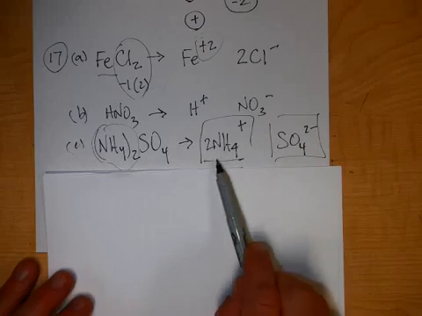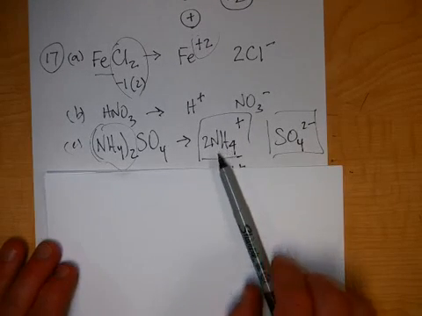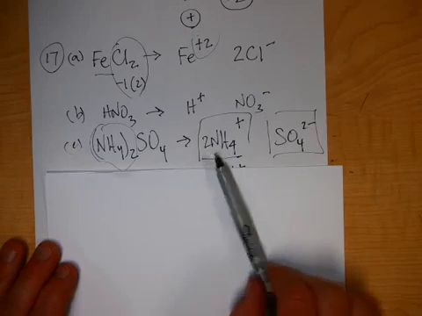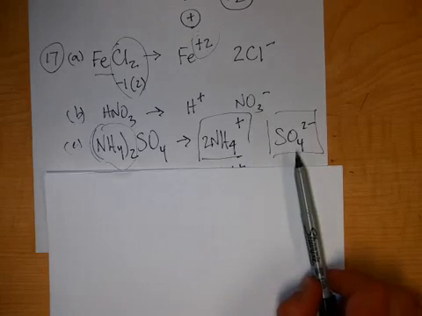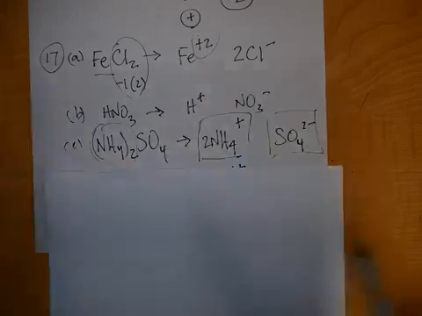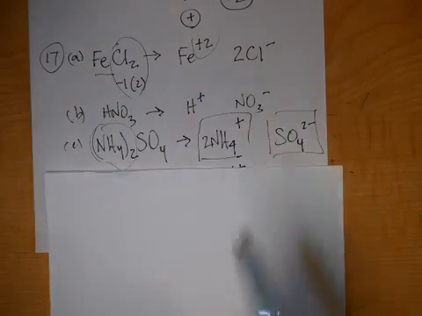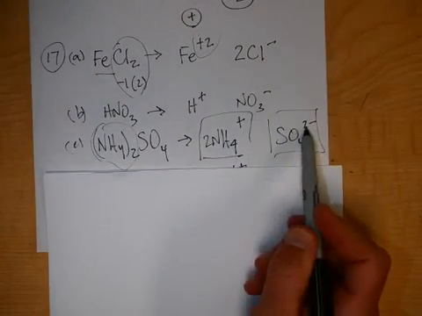(NH4)2SO4, the cation ammonium will dissociate and give you 2 of the NH4s and 1 of the SO4 minuses. I know that it will give me a completely dissociated substance because all ammonium salts are soluble. I know it's a salt because it has a positive cation and a negative anion.